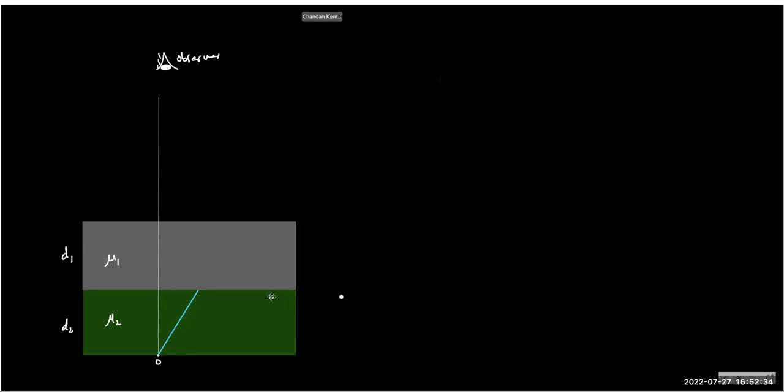So draw along with me. The first ray will go like this, but it will suffer refraction, yes or no? Yes. And it will move away from the normal, yes or no? Let's just assume away, yes, if mu 1 is less. And in the mathematical derivation, eventually we'll get a mathematical relation, so it really doesn't matter. And it will bend once more.